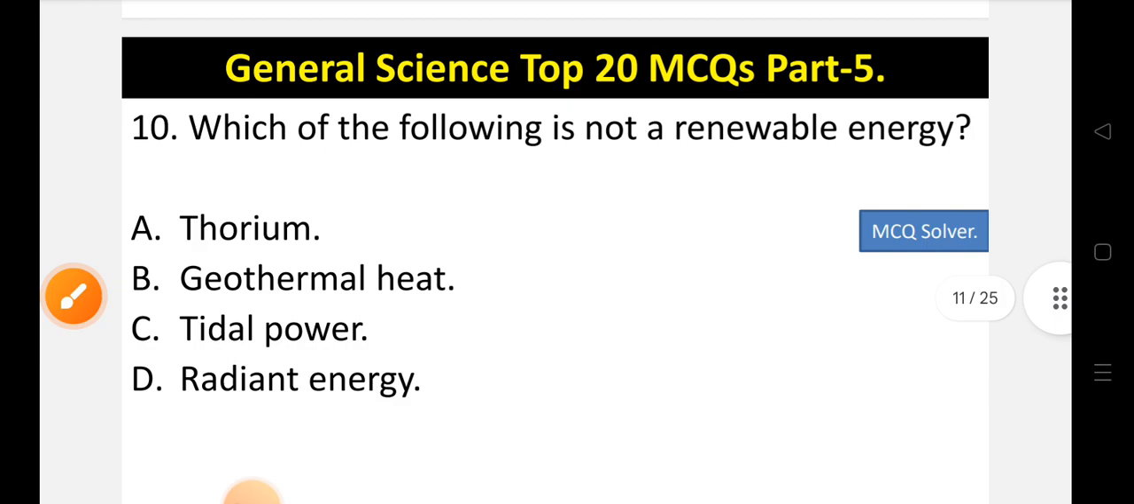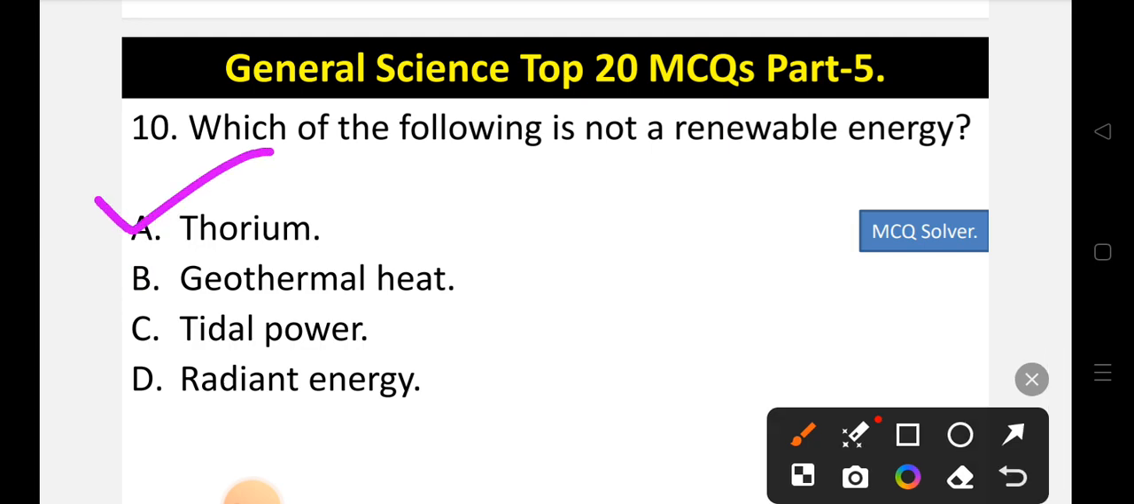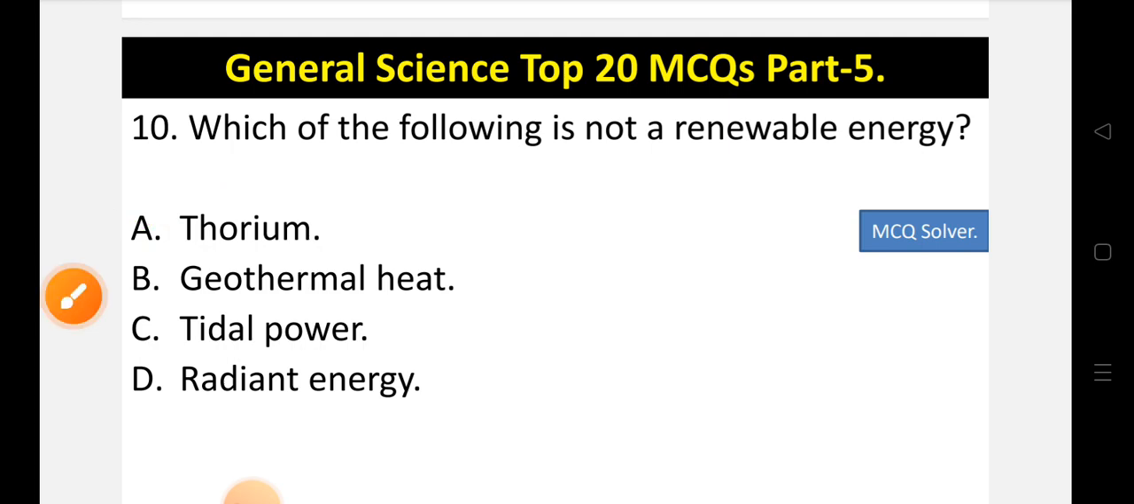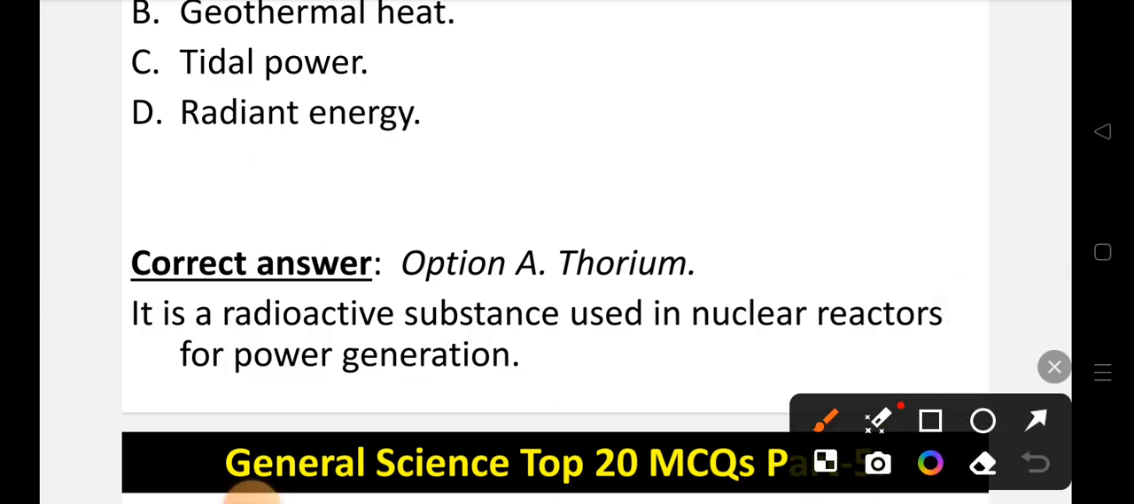Now let's move to question number 10. Which of the following is not a renewable energy? The correct option will be option A, that is thorium. Thorium is a substance which is not a source of renewable energy. So A is the correct option. Thorium is used mainly in nuclear reactors to generate power, and it is a radioactive substance. So A, thorium, is the correct option.